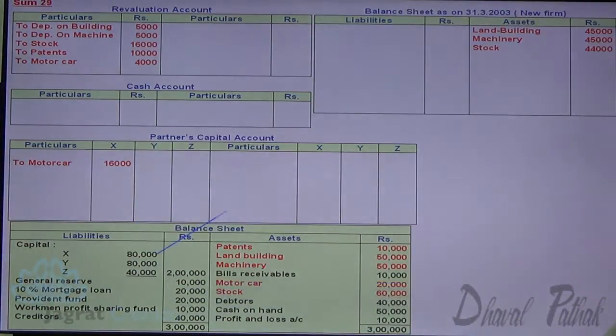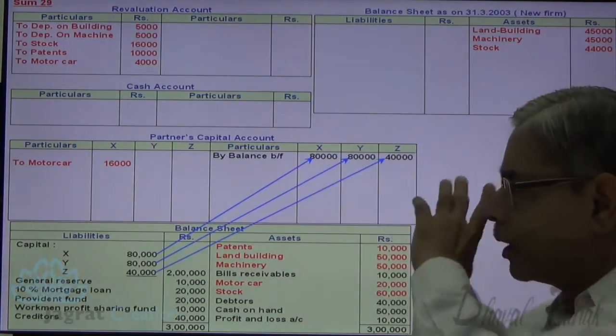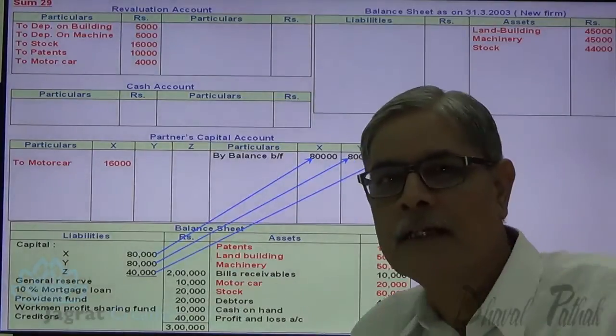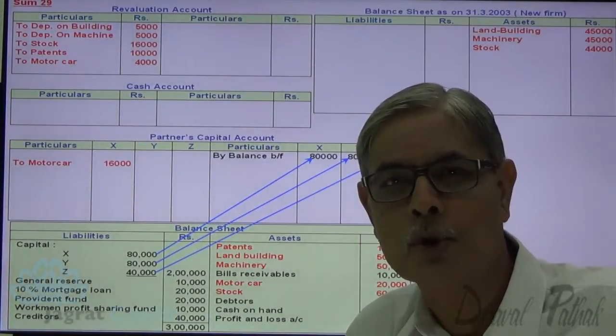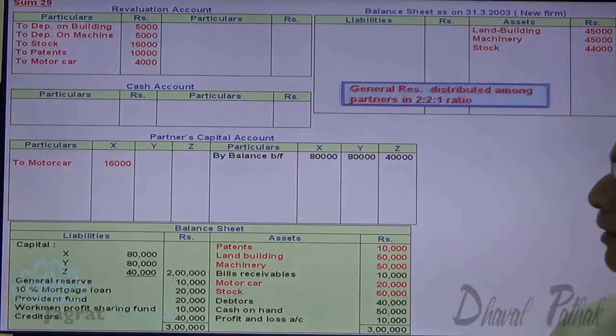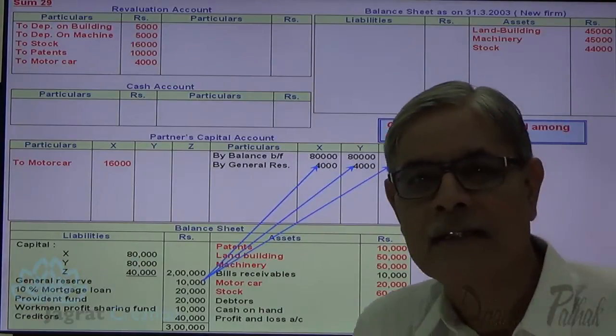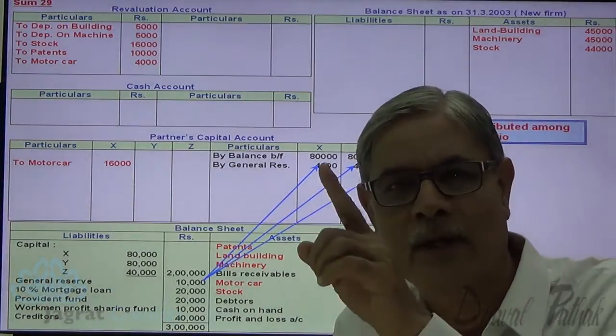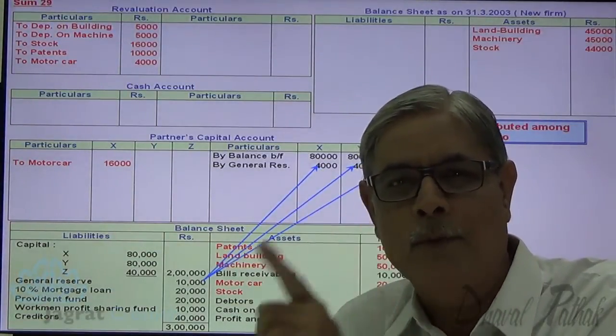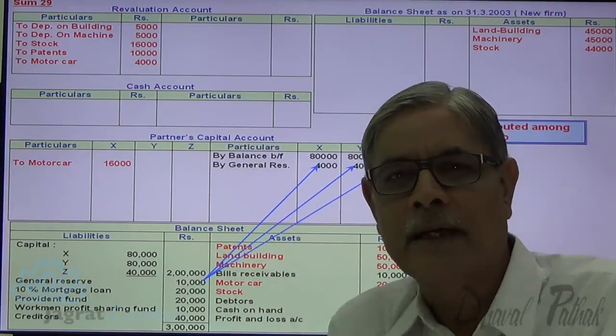So capital of X, Y and Z balance brought forward. General reserve 10,000 distributed in the ratio of 2:2:1. So 4,000, 4,000, 2,000. Journal entry for that is general reserve account debit to X capital account credit 4,000, to Y's capital account credit 4,000, to Z's capital account credit 2,000.